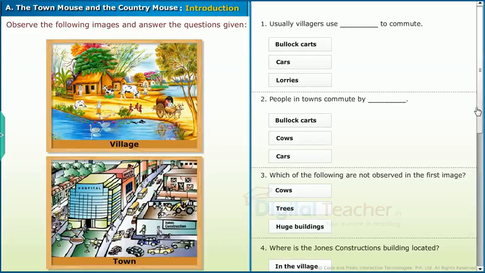Let us do an activity. Observe the following images and answer the questions given.